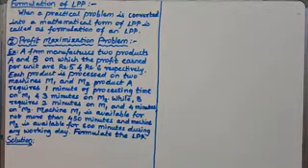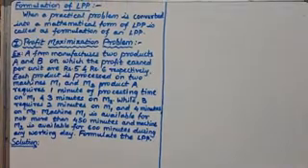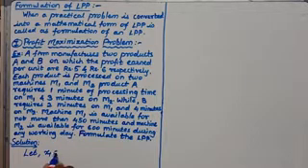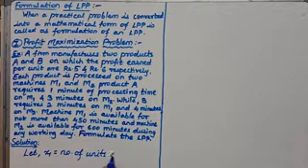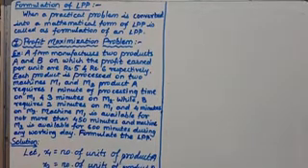So first of all, I will assume that x1 is the number of units of product A and x2 is the number of units of product B.